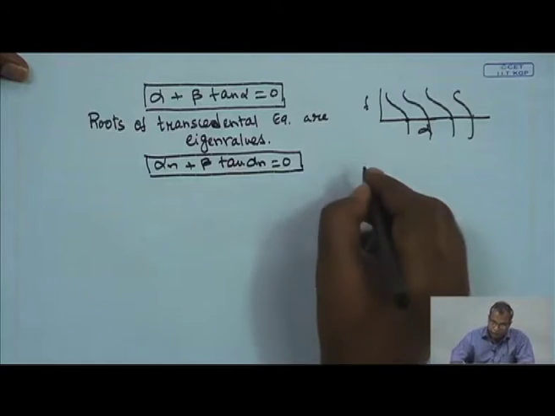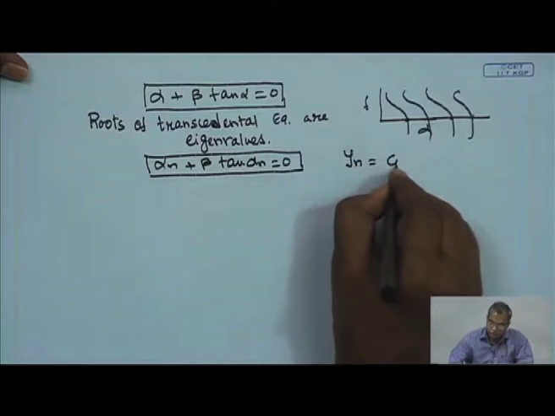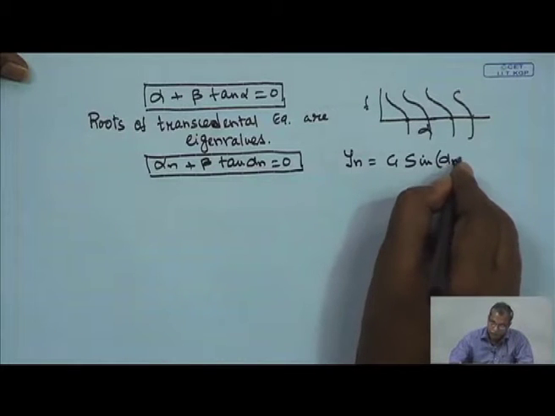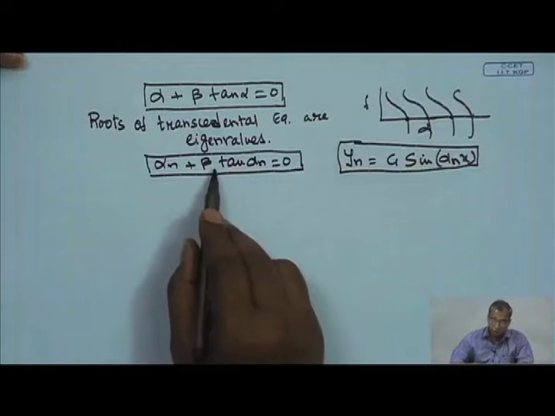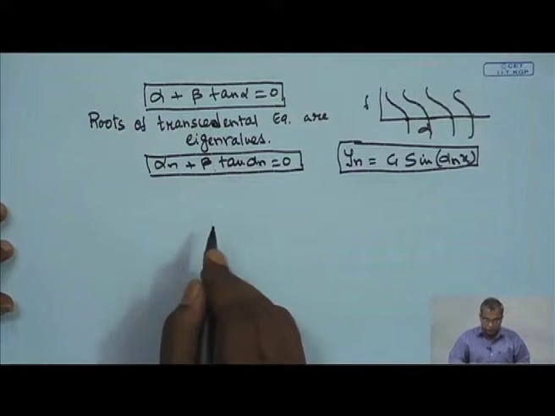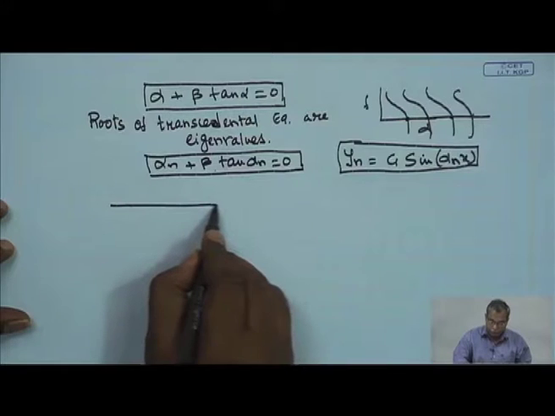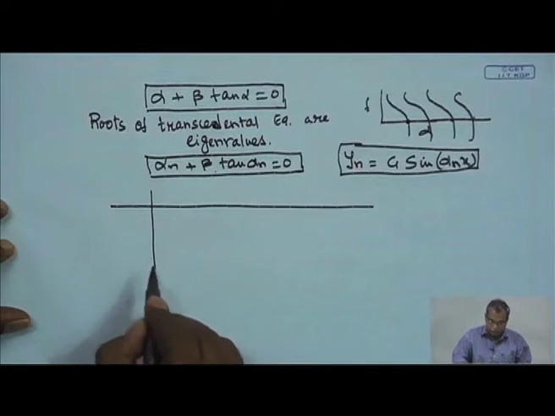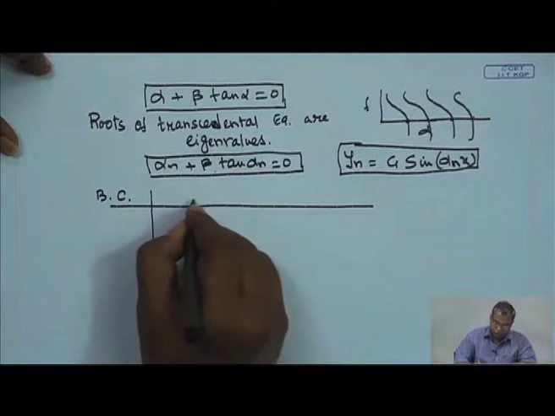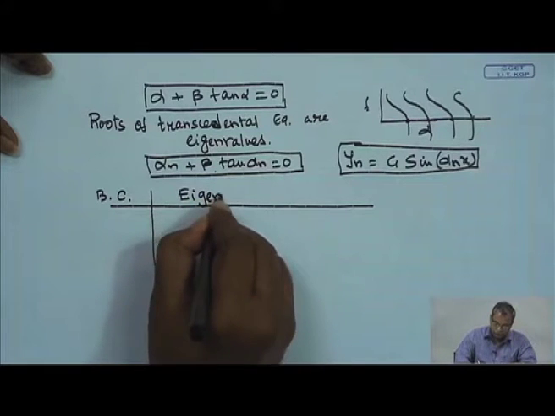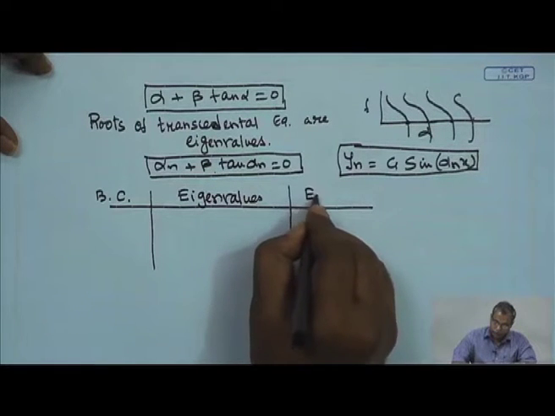So, what are the corresponding eigenfunctions? Corresponding eigenfunctions, for the nth eigenvalue, will be c1 sin alpha n x, where alpha n are the roots of this eigenvalue problem. Now, let us summarize whatever we have done for a standard eigenvalue problem. Let us put down the boundary conditions, then we put down the eigenvalues in the next column. In the third column, we write down the eigenfunctions.